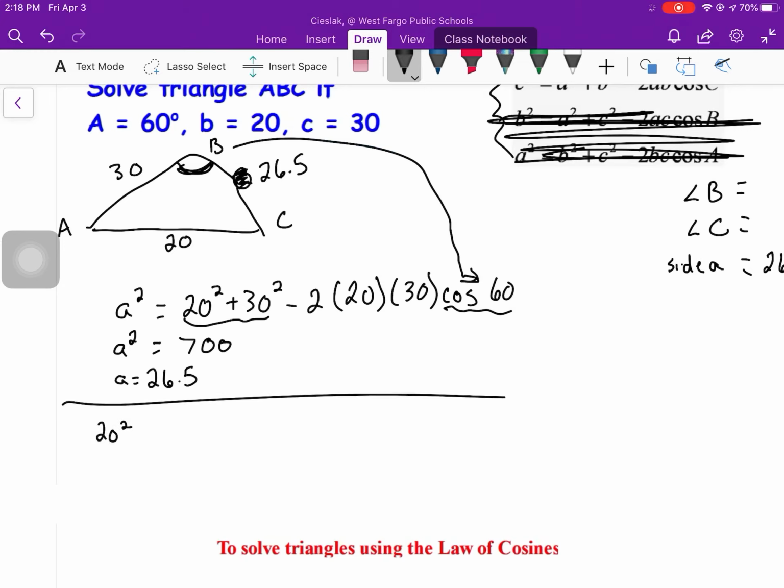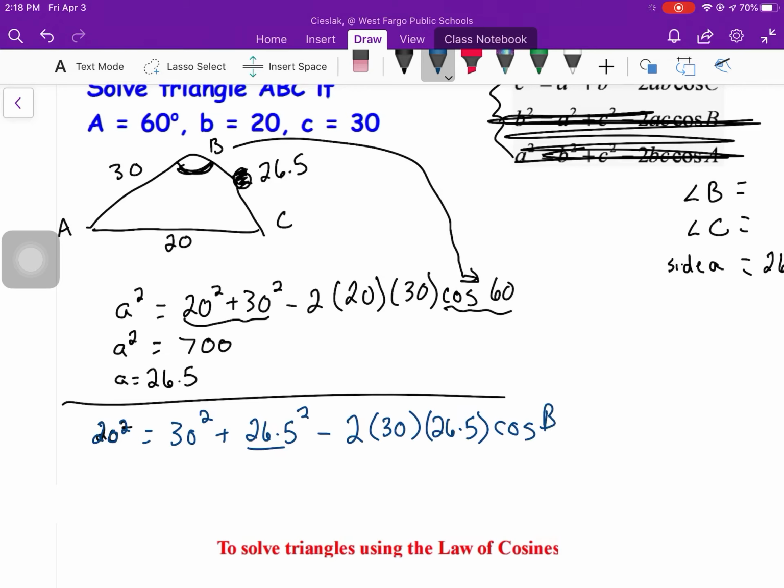Okay, the side opposite is 20. So I'm going to say 20 squared is equal to 30 squared plus 26.5 squared. Now remember, this is a rounded value. If you have that value in your graphing calculator, use that, or else write out the whole thing. So that's 26.5 squared minus 2ab, so minus 2 times 30 times 26.5 times the cosine of that opposite angle. What I'm trying to find is B.